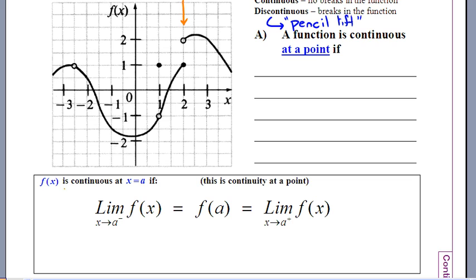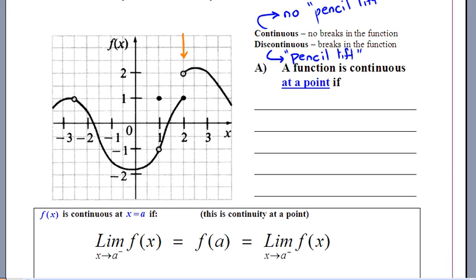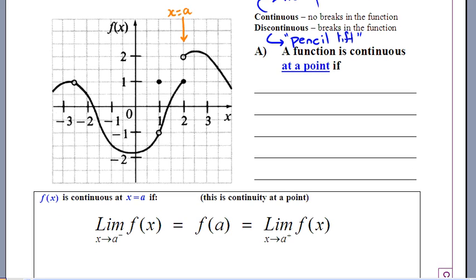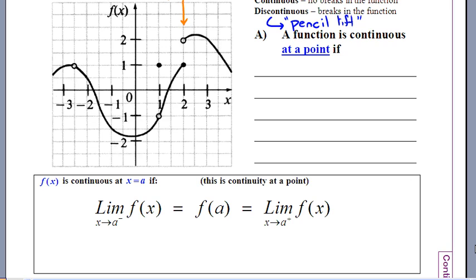It says if f of x is continuous at some point, x is equal to a, so that's where I am right here, right? This is my x is equal to a. I guess a is equal to 2 for the moment, just while I stare at it. Then this has to be true. The limit of the function as you approach a from the low side, from the left side, has to be the same as what the function actually is at the point. No limit there at all.